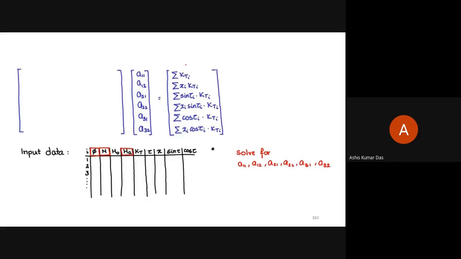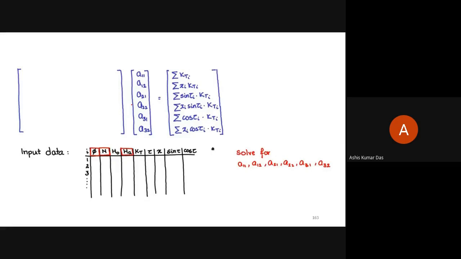What can we solve? We can solve A11, A12, A21, A22, A31, A32. Now, this is a one-time computation. We are not doing it dynamically every time. We compute it one time using the set of data that we have measured and what we have got from an external source, and we arrive at the coefficient values for this clearness index estimation.